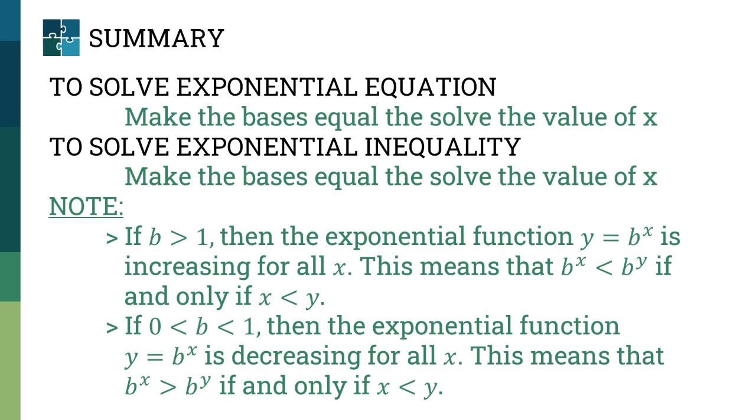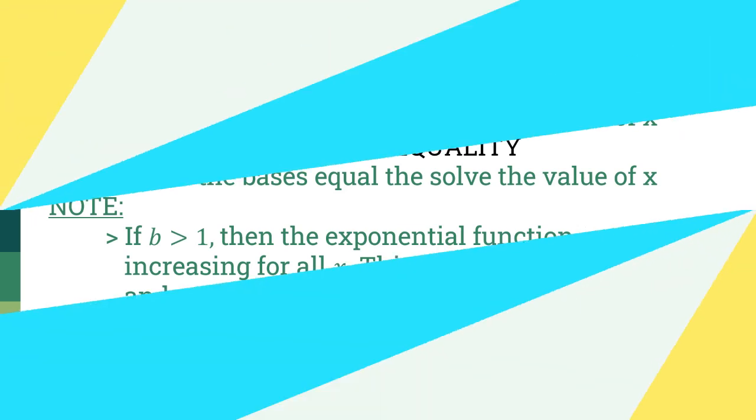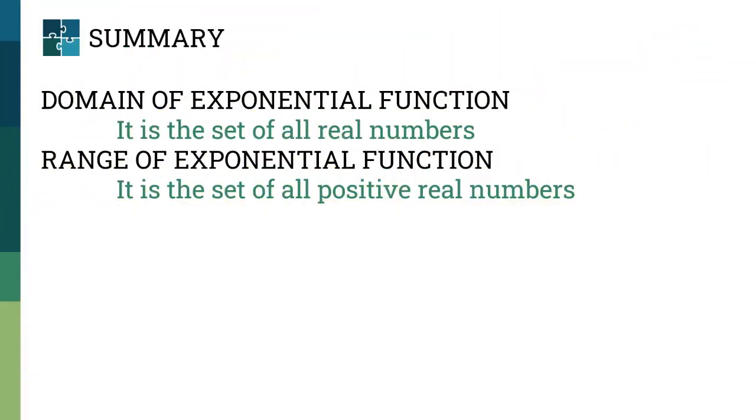If 0 is less than b and b is less than 1, then the exponential function y is equal to b raised to x is decreasing for all x. This means that b raised to x is greater than b raised to y if and only if x is less than y. Domain of exponential function: it is the set of all real numbers. The range of exponential function: it is the set of all positive real numbers.